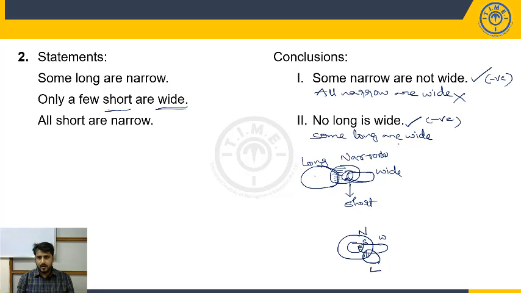Some long are wide, are we able to prove this in the alternate diagram? Yes, some long are wide. So this complementary is true, so the negative will become false. So what will be my final answer? 1 follows, 2 does not follow. So only 1 follows, which is choice 4.